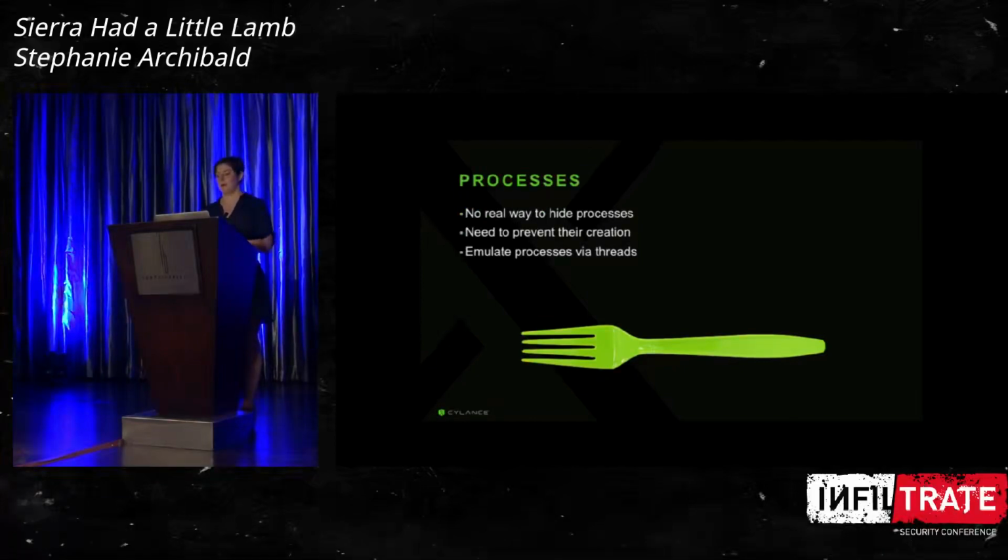Because we're in user land, basically, we can only modify the processes that we're injected into, right? We have no real way to hide processes that are created. So my solution for that is just to basically prevent processes from being created by emulating processes with threads.